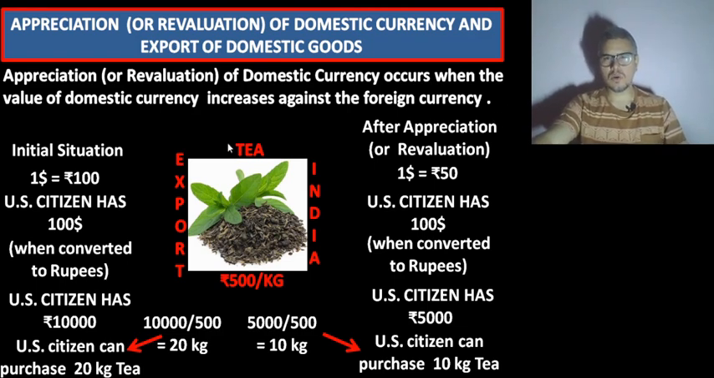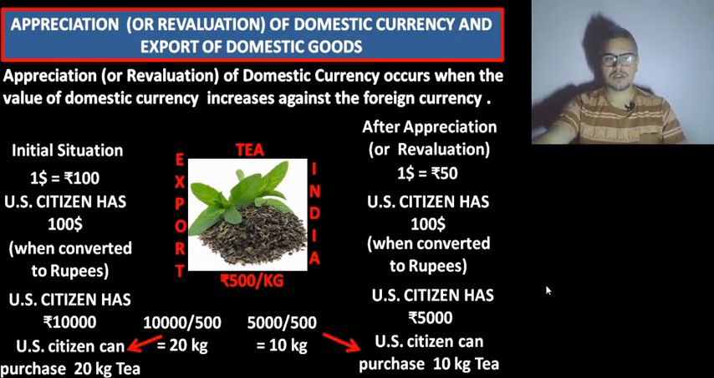Okay, now as we have already discussed in our previous slides, whenever there is depreciation of domestic currency, it simultaneously means that there is appreciation of foreign currency. In the similar way, when there is appreciation or revaluation of domestic currency, then it simultaneously means that there is depreciation or devaluation of foreign currency. Okay, so these two occur simultaneously. When there is appreciation of domestic currency, it is for sure that there has been depreciation of foreign currency. When there has been revaluation of domestic currency, it certainly means that there has been devaluation of foreign currency.